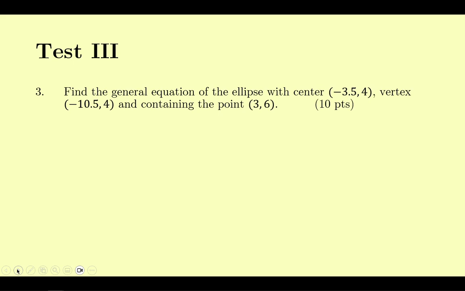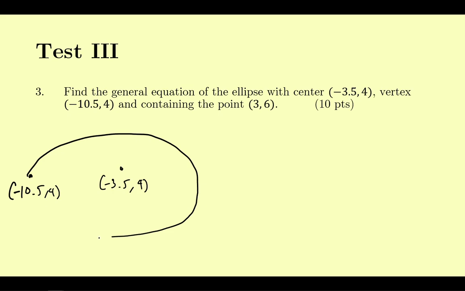Okay. Let's visualize. Negative 3.5, 4. The vertex is negative 10.5 and 4. Nasaan siya? Taas, ilalim, left, or right? That is on the left side. And it contains the point 3 and 6. So somewhere here. Ganyan siya. If you're going to visualize it on a Cartesian plane, roughly it looks like that one.